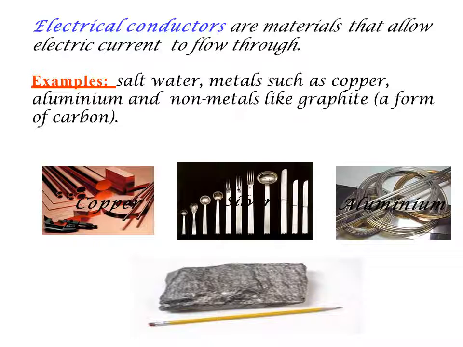So we have a few figures here. Copper is here, then silver, aluminium, and graphite. So these all are electric conductors.